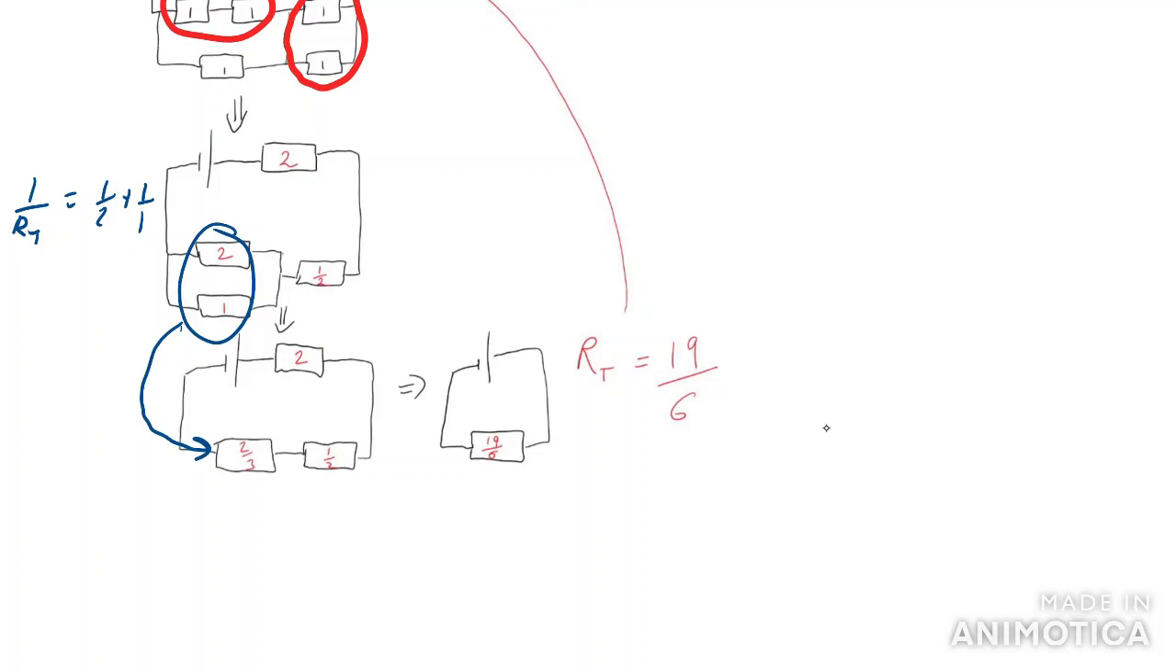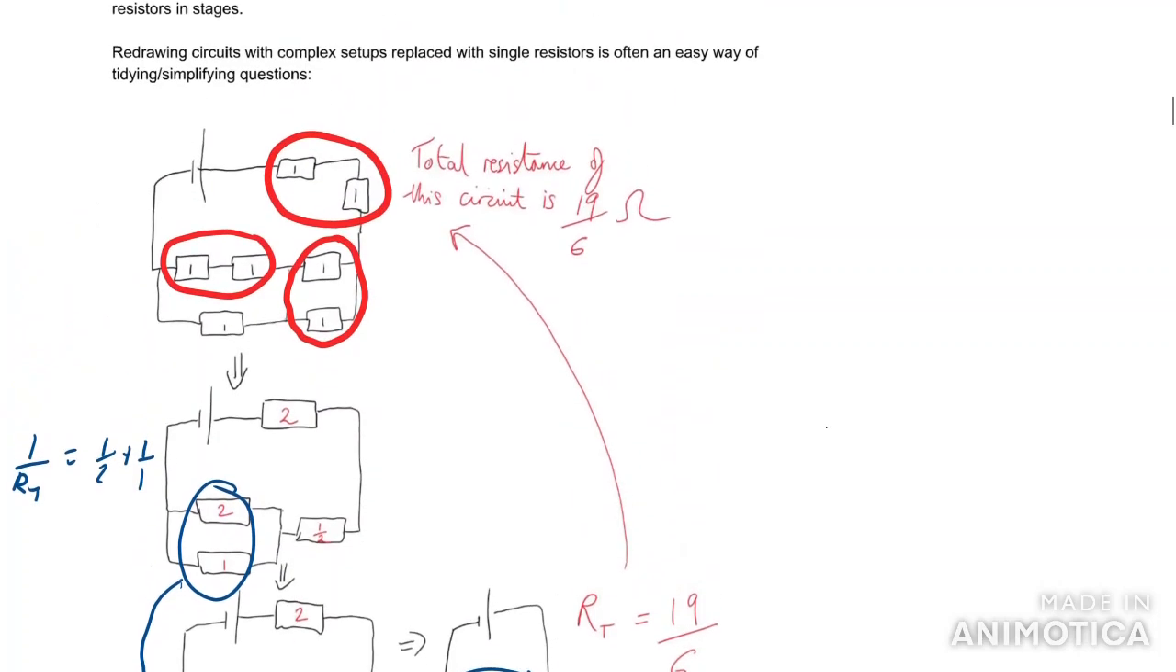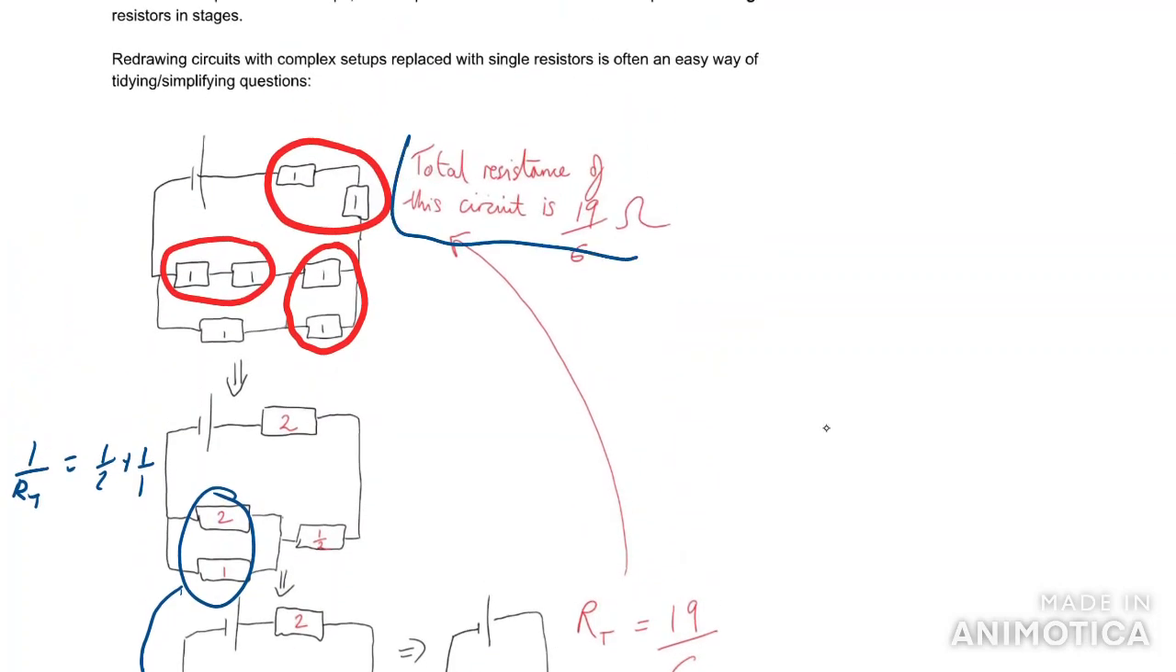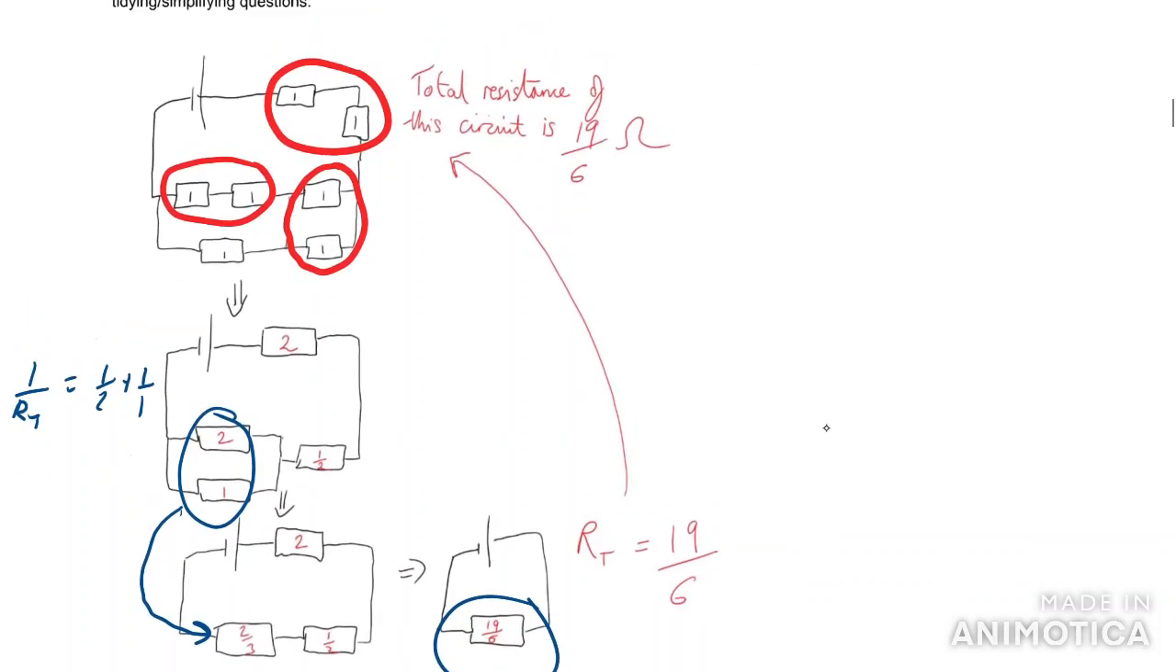Overall, this circuit is the same as if we had one resistor of resistance 19/6, which means the total resistance of the circuit will be 19/6. Now, why is that helpful? Well, if we know the voltage of the battery, 10, then we can say that the current flowing in the circuit, using V equals IR, is I equals V over R, so 10 over 19 over 6.